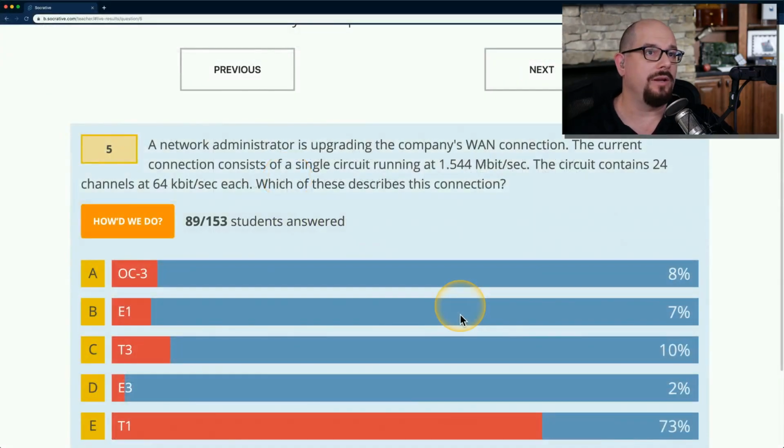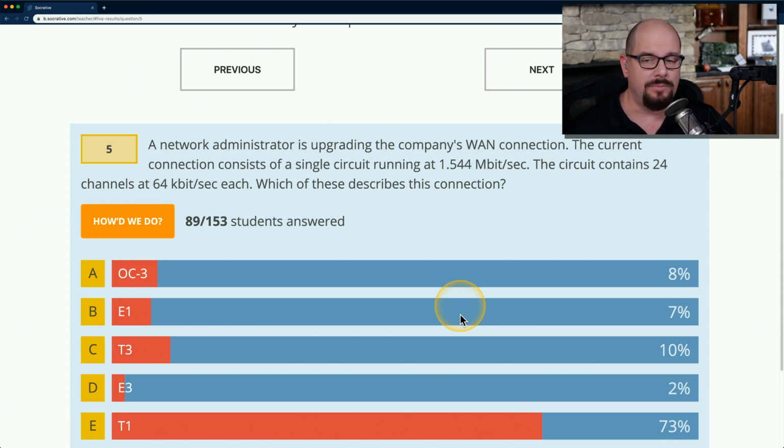So whenever we look at the answer here, you folks made the right decision. Definitely T1 was answer E. 73% of you answered that one. Well done. That was the right answer. Well done getting all of that with those particular options.